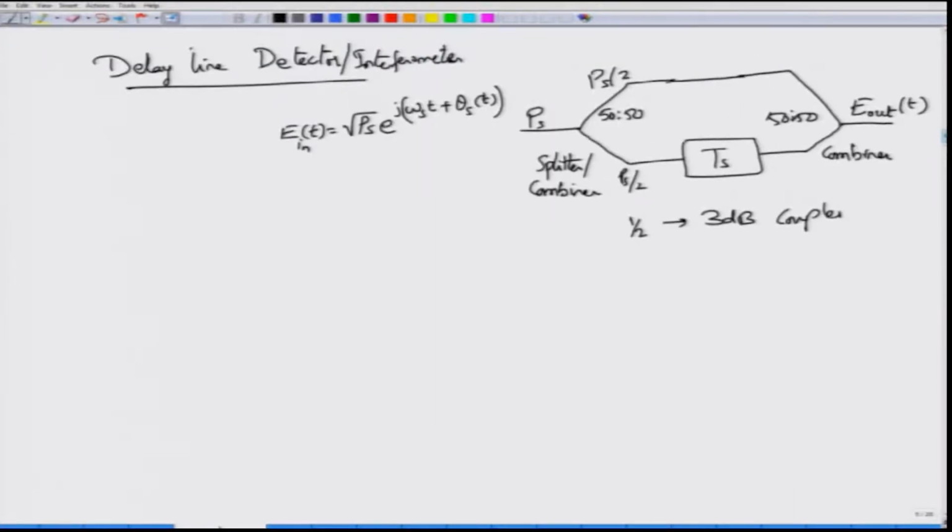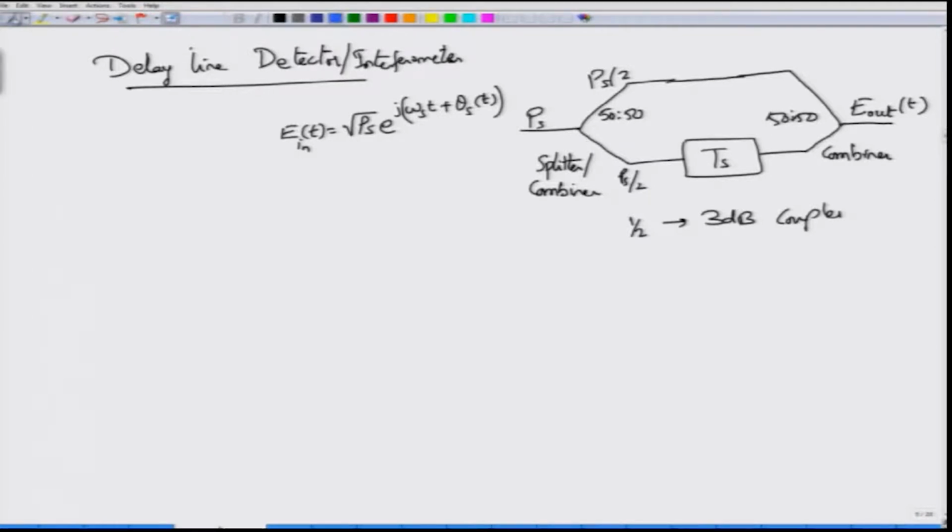To do that, I need to know in terms of electric field what happens to the signal as they get split here. Okay. As they get split, there will be a phase. You can actually construct a splitter in such a way that there is a relative phase between these two, or there is no relative phase.